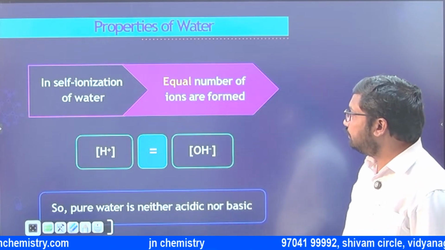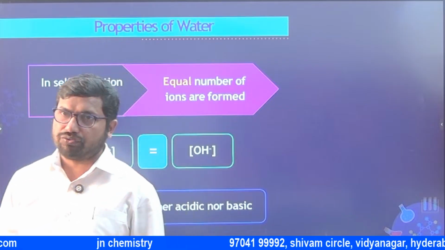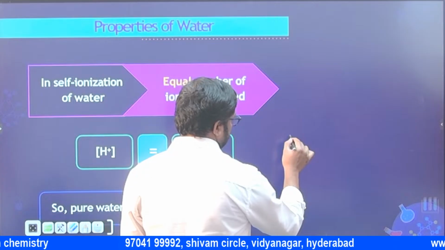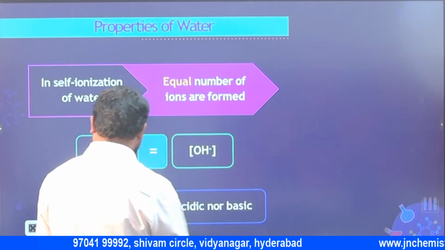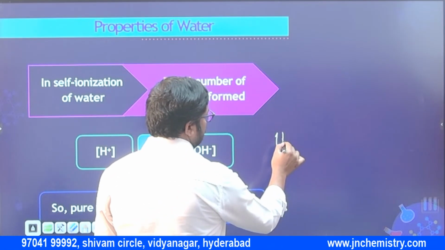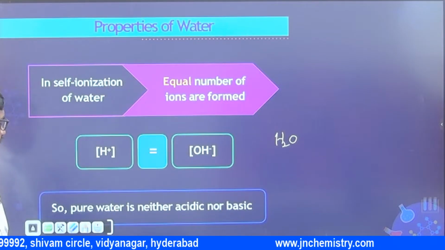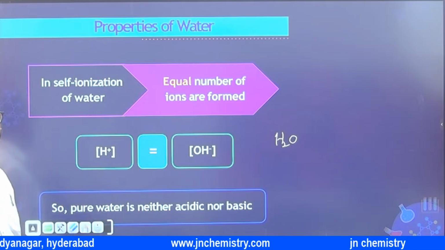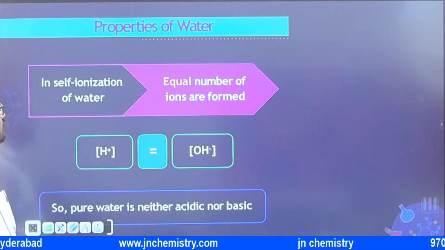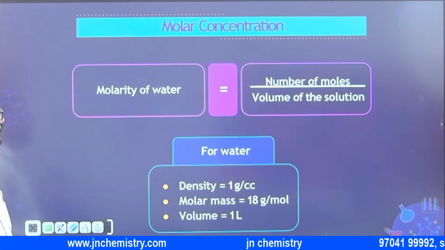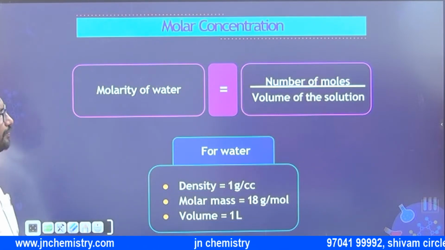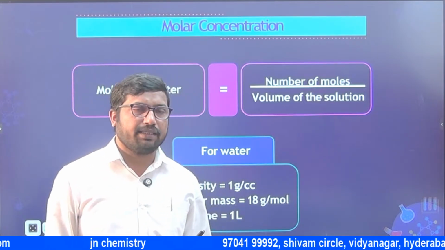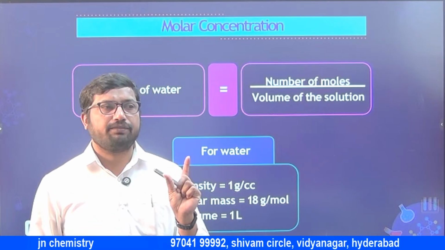Write it down. Properties of water: H2O gives rise to H plus plus OH minus. H2O becomes H plus plus OH minus. Water is neutral, neither acidic nor basic. So the molarity of water is very important. Sometimes the molarity of pure water we need to calculate and they don't give anything, so this is a value which we need to remember.